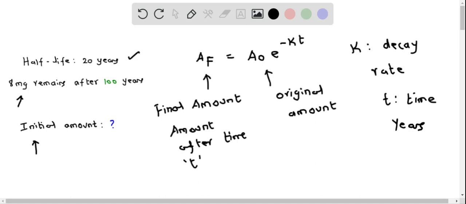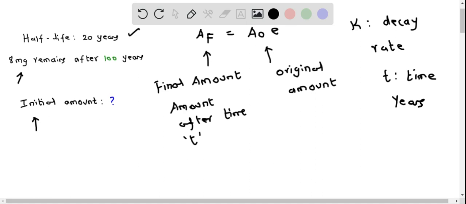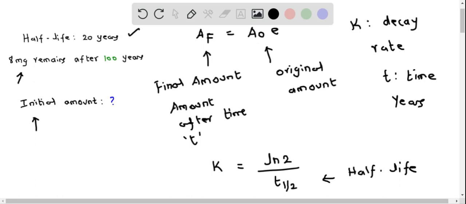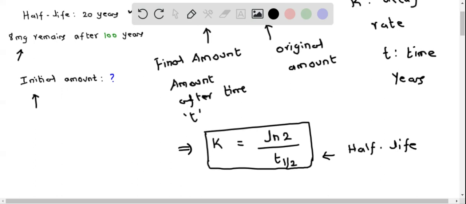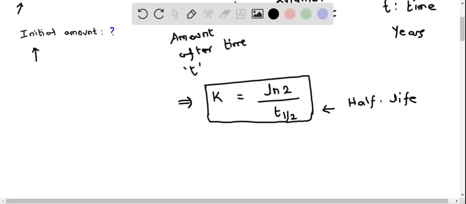And we will also use the formula for k. This is equal to the natural logarithm of 2 over t half. This t half represents the half-life of the radioactive substance. This formula is already proved for half-life kind of problems, so we can use it when we have to solve any half-life problems. That is, k equals the natural logarithm of 2 over t half.